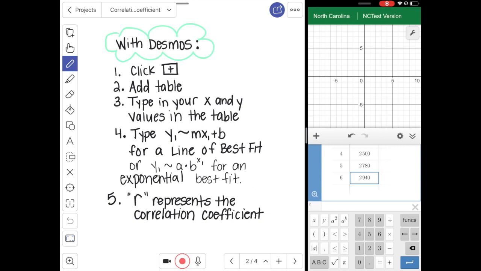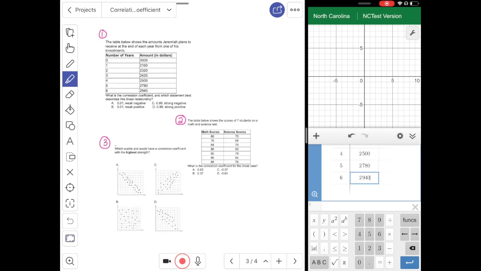Alright, so just like you've done previously with a scatter plot, or maybe you haven't done it before, in Desmos you're going to click the plus button to add a table, and you're going to put in your x and y values. Now, depending on whether you're doing a line of best fit and finding the correlation for that, or exponential best fit, depends on which formula you use. But ultimately what you're going to be looking for is the R value. The R value is what represents the correlation coefficient. You will see an R squared, but the R squared means something else in this situation, so we are only going to be looking at the R value. Okay, and that R value is the number that we're going to compare.